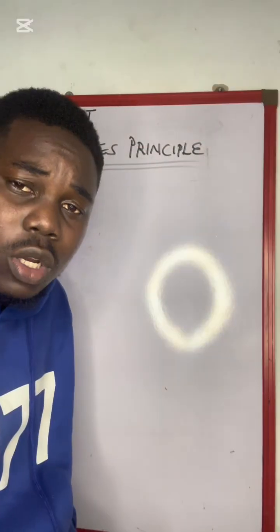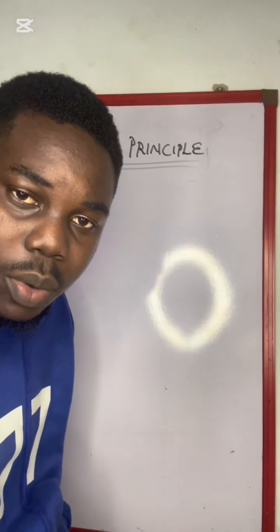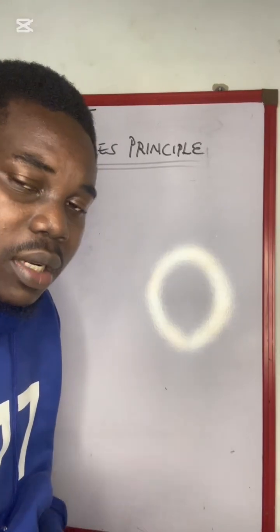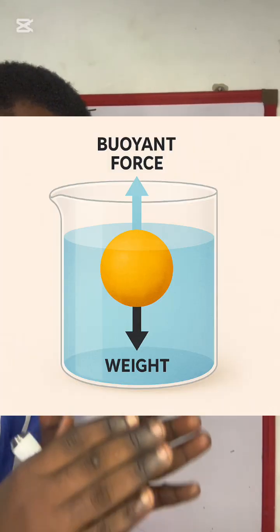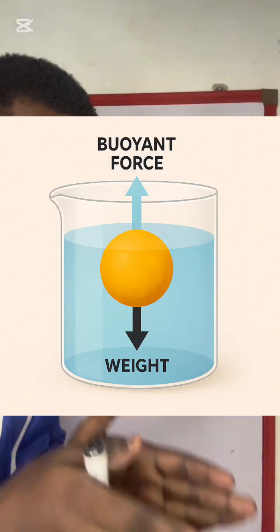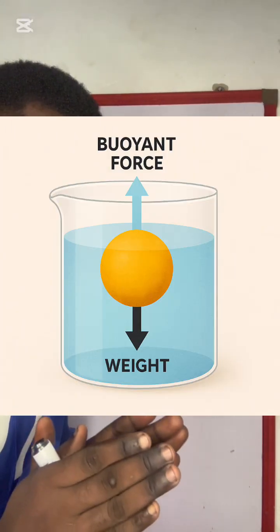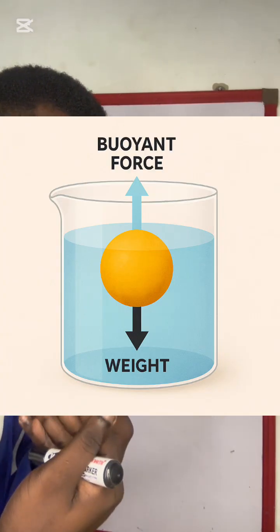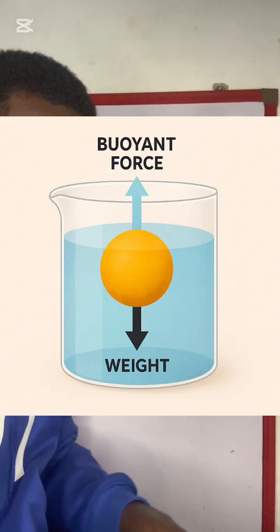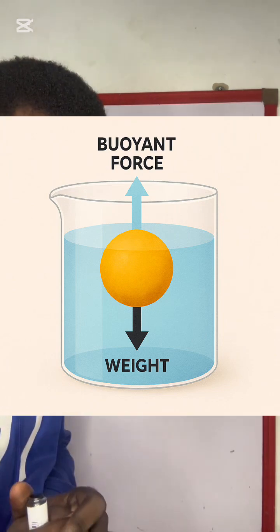Okay, now let's talk about Archimedes' principle. Archimedes' principle, simply put, explains that when an object is immersed in a fluid or liquid, it will experience a buoyant force, which is equal to the weight of fluid displaced. That is too much grammar.